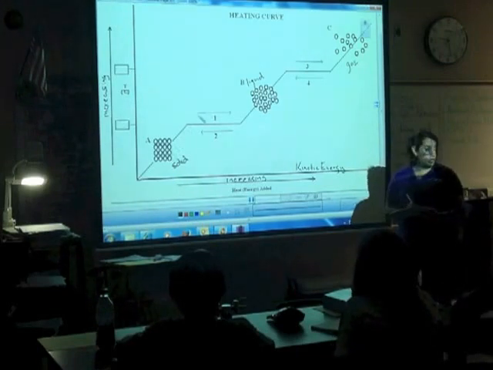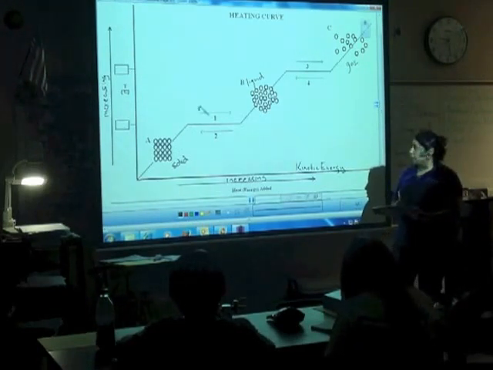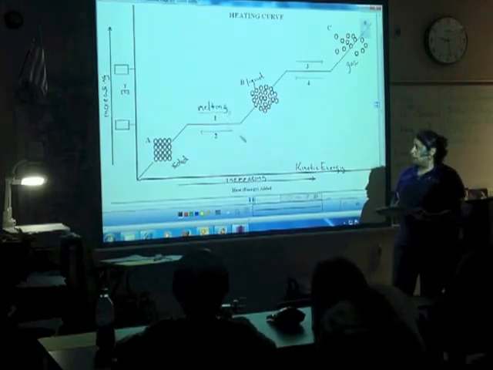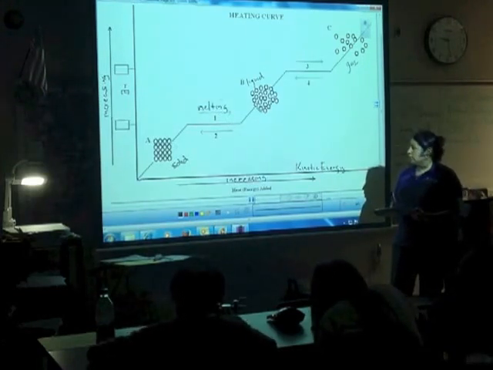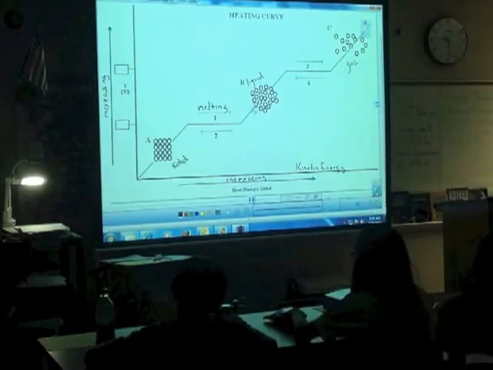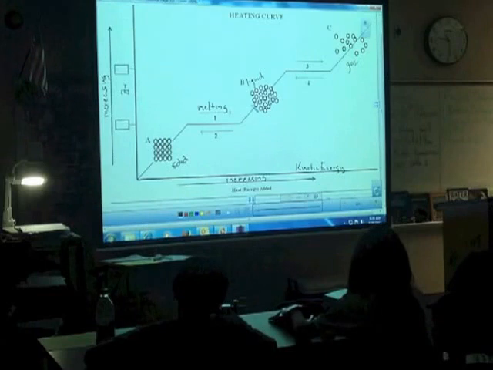Solid to liquid? Melting. So this stands for melting. From a solid to liquid is melting. And what's happening to the energy again? Kinetic energy is going up, potential energy is going down.